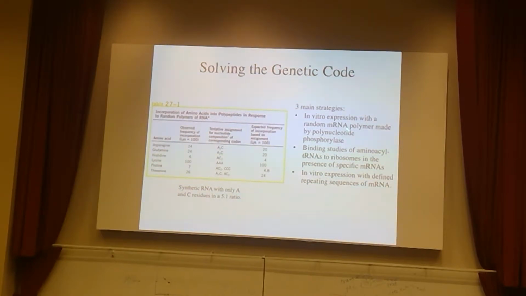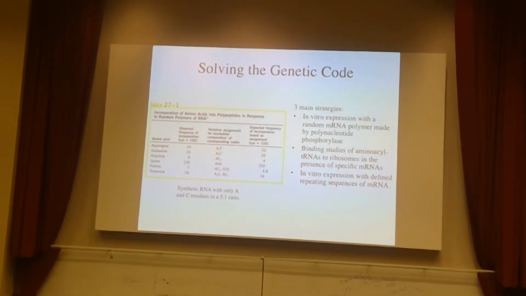So in one case, the experiments involved generating a random polymer of RNA. In another case, more sophisticated experiments were done in which they provided very specific sequences of mRNA to these in vitro expression systems. So let's talk about this crude method first. This was the first thing they were able to do: use this enzyme, polynucleotide phosphorylase, which just assembles nucleotides you feed it and puts them together in a random kind of way.